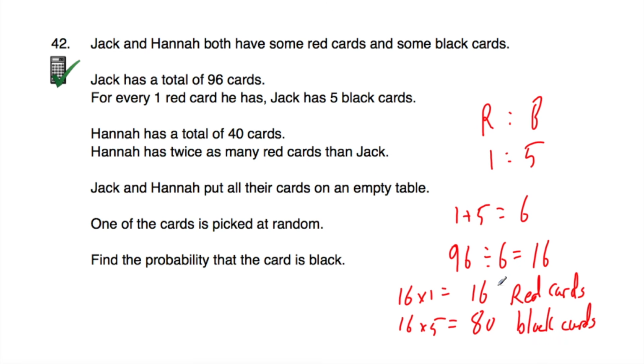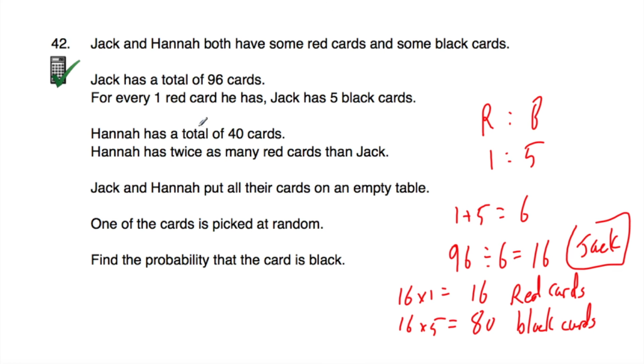What's fantastic is we can check that, because we know for every one red card, he's got 5 black cards. So 16 times 5 is equal to 80. So that's right. For every single red card, he has 5 black cards. Okay, so we now know for Jack how many red and black cards he's got. I'm just going to write Jack there, so we know that's him.